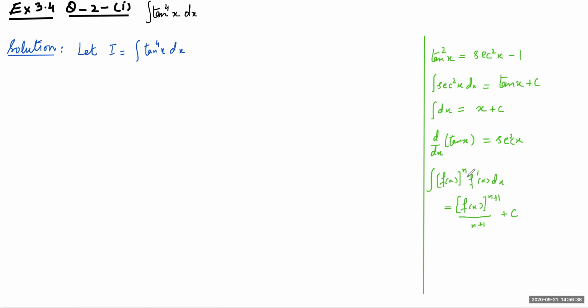that if we have a function, its power is n and its derivative is multiplied with it, then the integral of f(x) to power n into f'(x) dx equals f(x) to power n plus 1 divided by n plus 1 plus a constant of integration. We generally call it the power formula of integration.